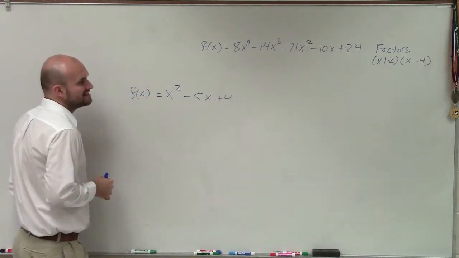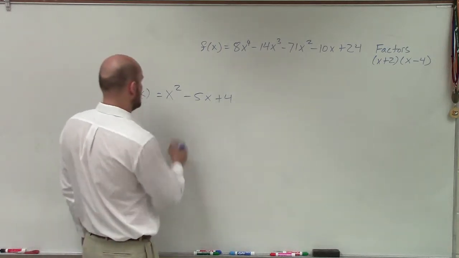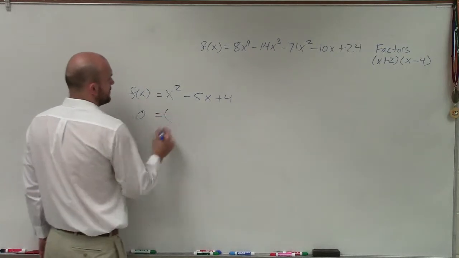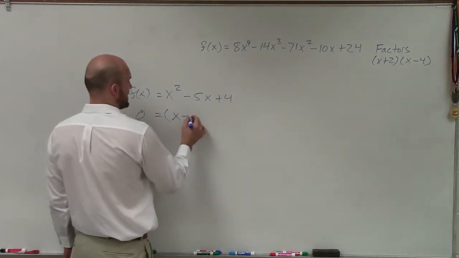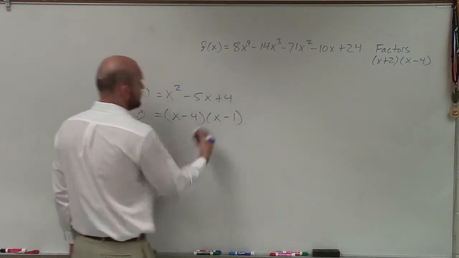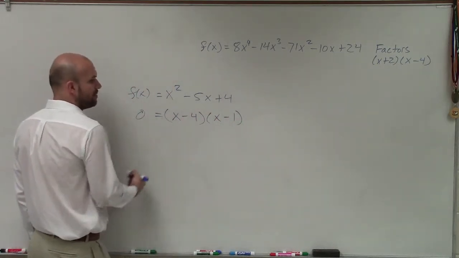And if I wanted to find the zeros, I would have to first set this, convert this to 0. And then I factor this, which would be x minus 4 times x minus 1. Then these are what I call my factors, right?